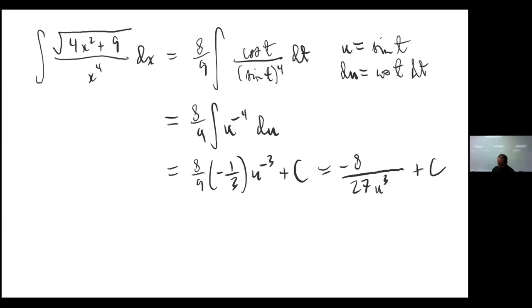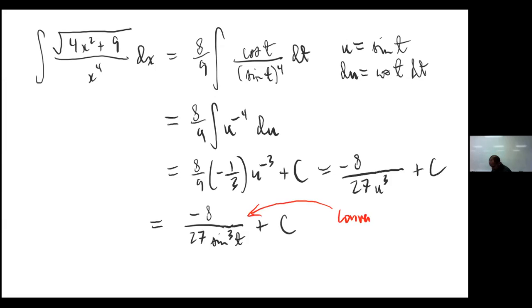And now we're getting close to the end here. So this is negative 8 over 27. What's u again? Right, so this is going to be sine cubed of t plus a constant. Now, we have to think to ourselves, we still want to go back to x. Do you know what I'm saying? We still want to go back to x, so we need to convert. How do we convert back to x?